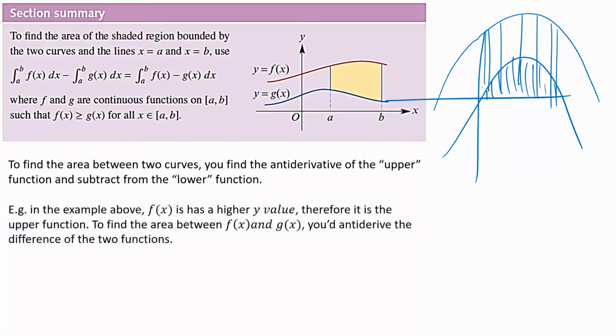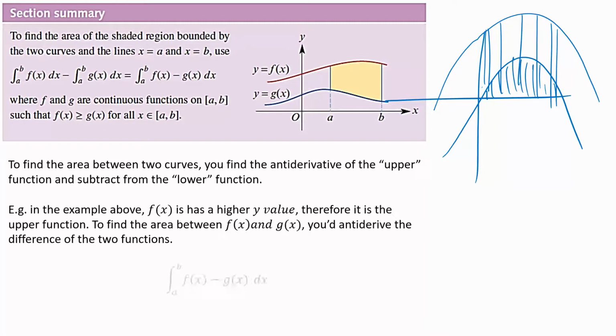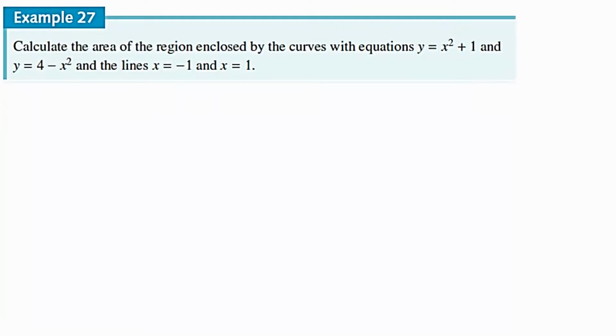Okay? If you're just trying to read that there, it just means f of x has a larger y value than the second graph, which is g of x. Hence, that's the upper curve and that's the lower curve. Okay? Now, let's do an example, just to get a feel of it. Remember I said methods is all about visualization. The better you can visualize the graphs, the easier it is to do the questions.